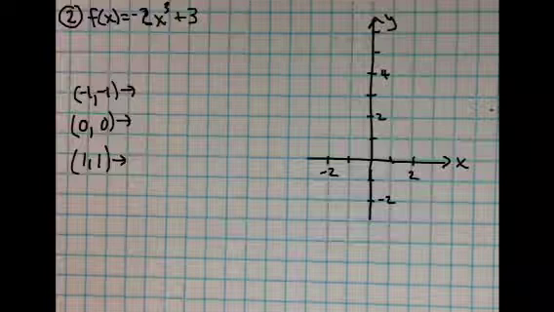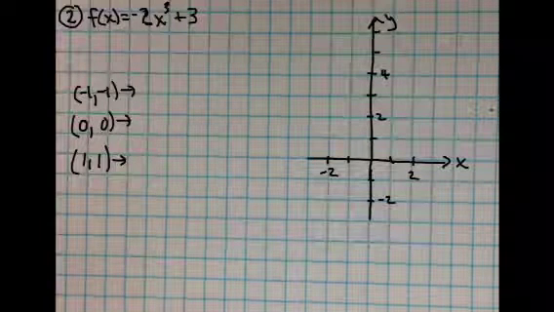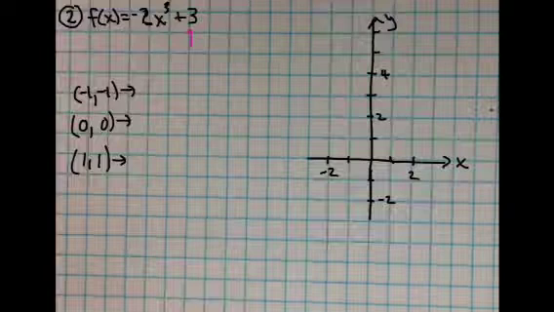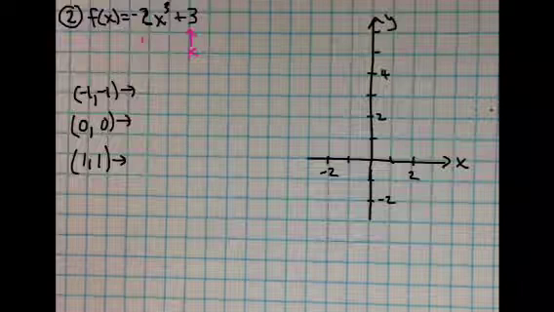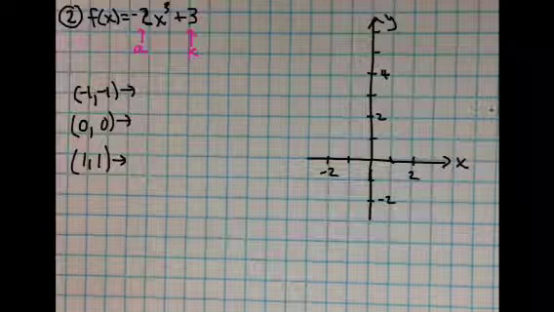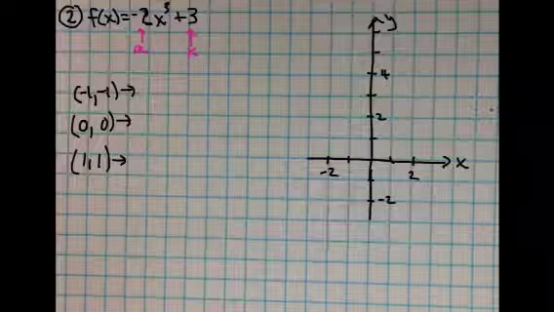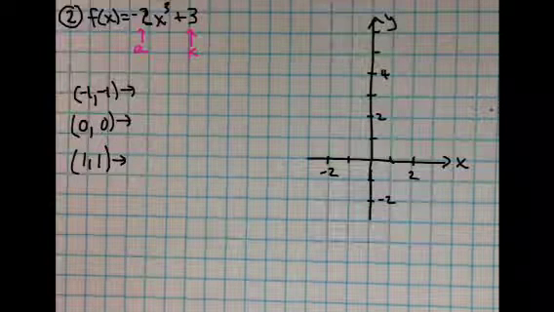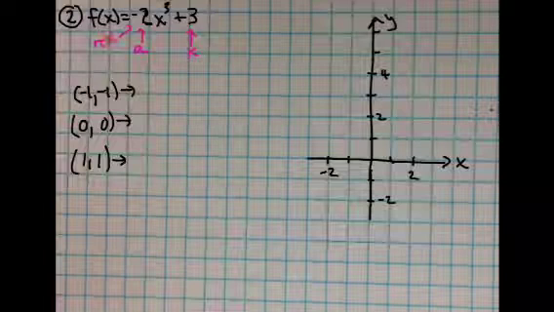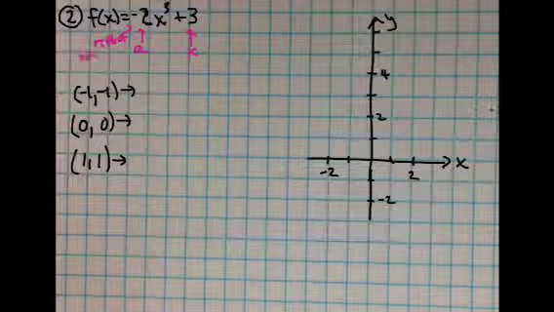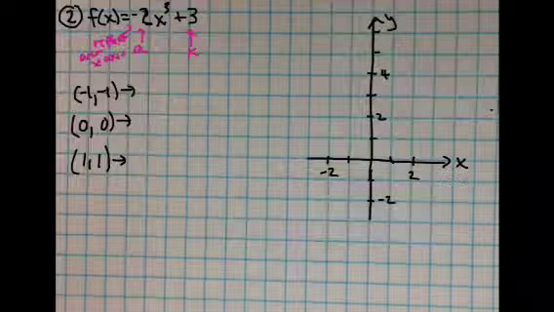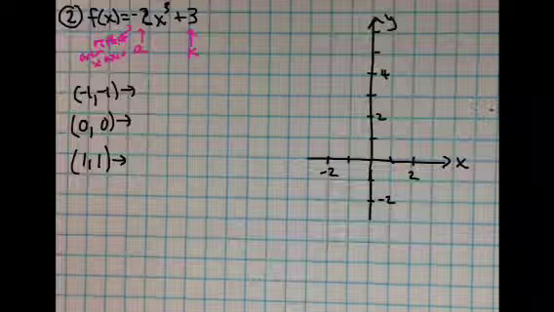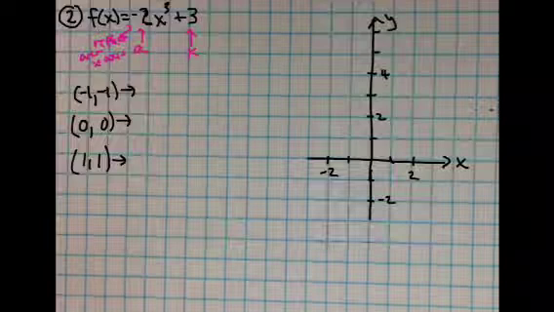Alright, for number 2, this cubic function has a k value of 3, so that means the graph is going to move up 3. And then the 2 here is the a value, so that means it has a vertical stretch by a factor of 2. And the negative tells you it's going to reflect over the x-axis. So we can take care of the negative and the 2 at the same time. And remember, the a and the k affect the y, not the x.